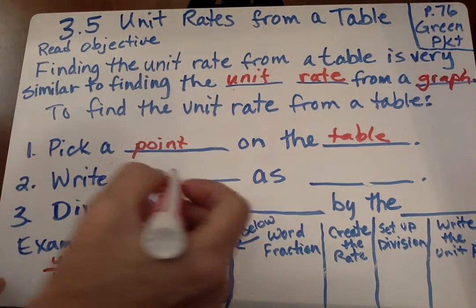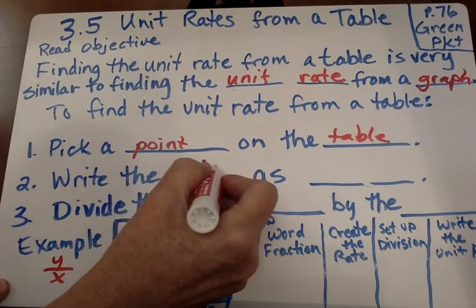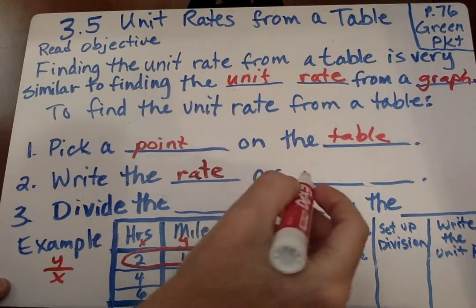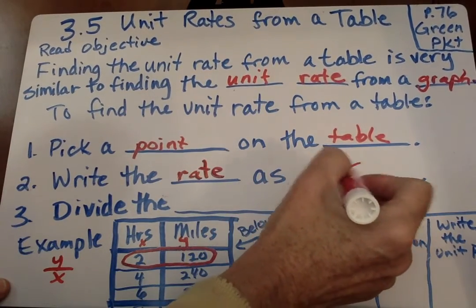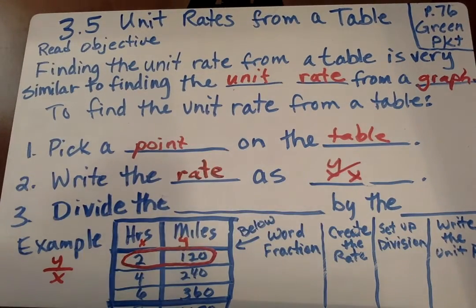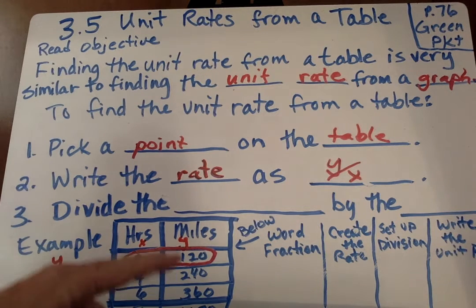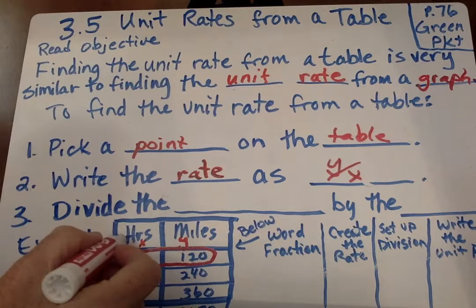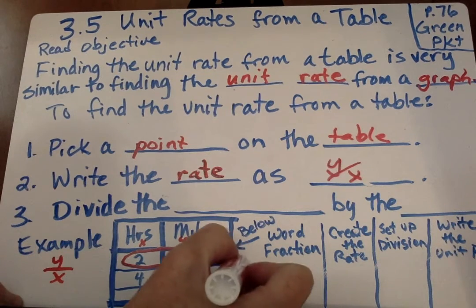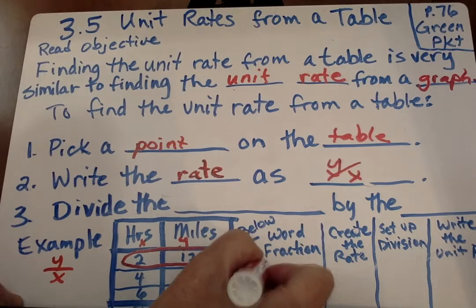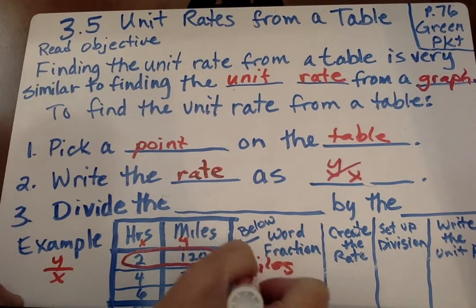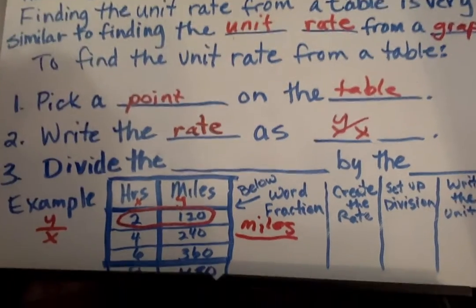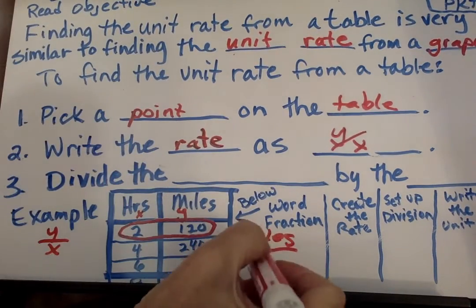Okay, then we write the rate as Y divided by X, or Y over X, like that. So here's your Y and there's your X. So again, down below where it's below your table, it says word fraction. And what we put there is miles per hour. So it's a Y per X. So it's miles. So I need you all to write this down. And we'll put miles over, and can you see that okay? Miles per hour right there.